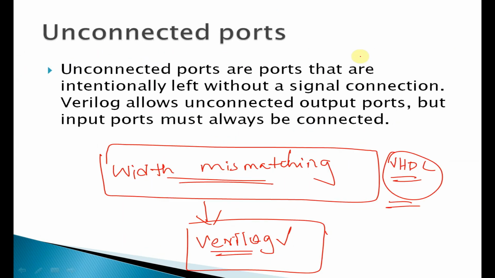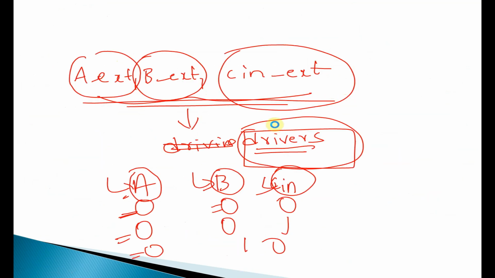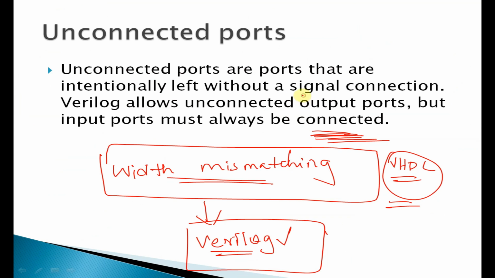Coming to unconnected ports, unconnected ports are the ports that are intentionally left without a signal connection. Verilog allows unconnected output ports, but input ports must always be connected. This is a very important point. Here we can leave the output ports unconnected; suppose we can leave this sum unconnected by removing this connection. But input ports must always be connected, whereas output ports can be left without connecting. If you want, you can note it down.